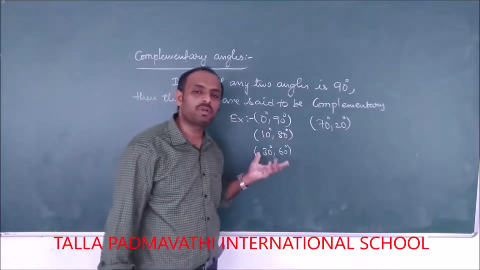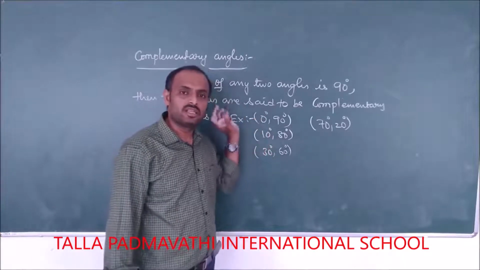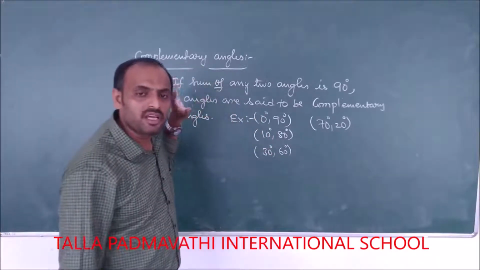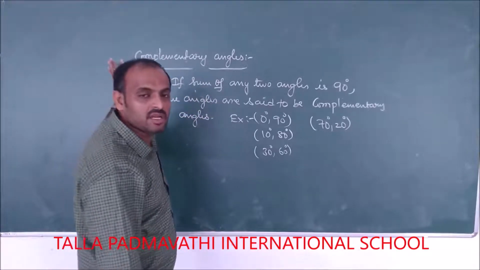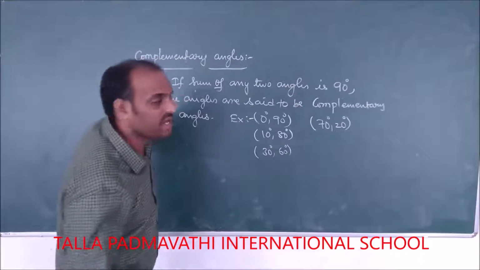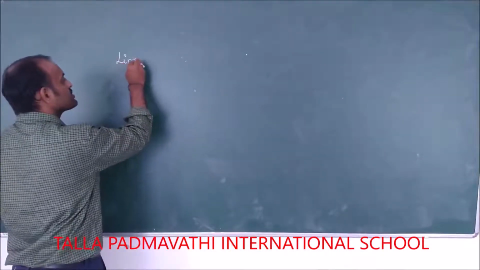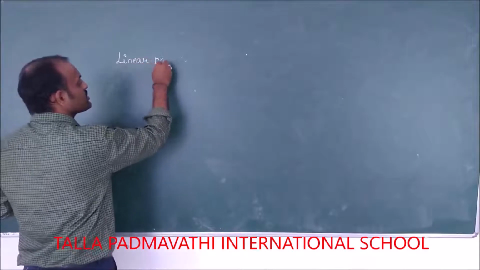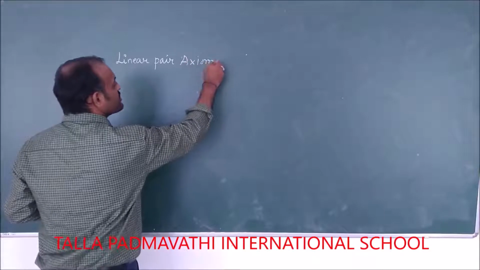Then what do you mean by supplementary angles? If the sum of any two angles is 180 degrees, then the angles are said to be supplementary angles. So now we know what complementary angles and supplementary angles mean. Let us see the linear pair. There is an axiom called the linear pair axiom.